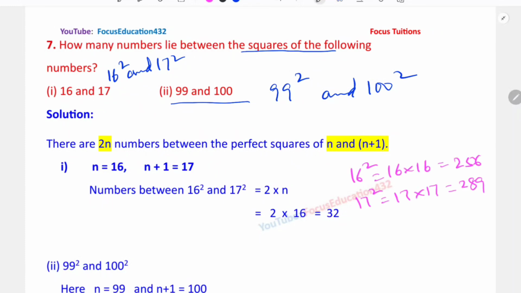So basically, between 16 square and 17 square we found 32. 16 square means 16 multiplied by 16, that is 256. 17 square means 17 multiplied by 17, that is 289. So between 256 and 289, how many numbers are we having? 2 multiplied by the first number, that is 16, gives 32.